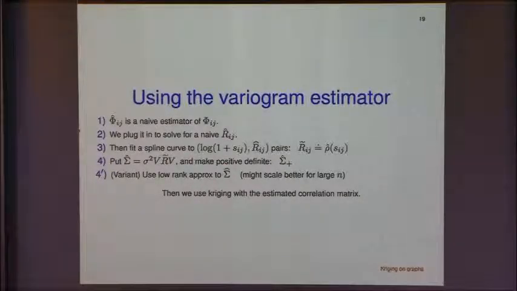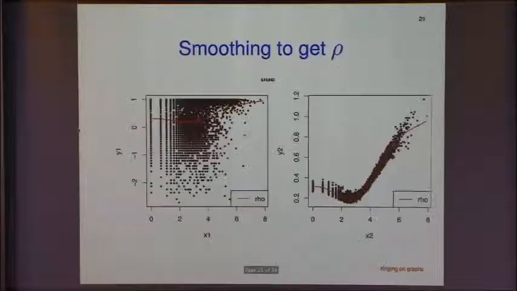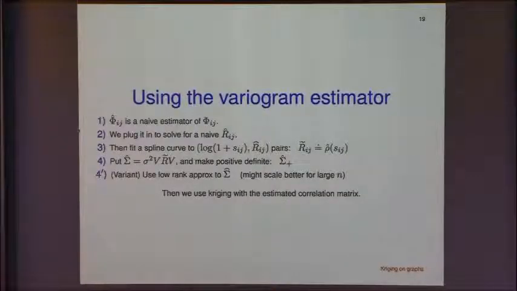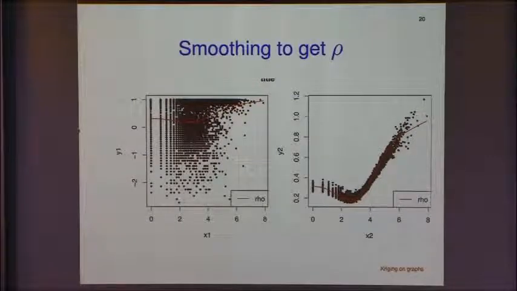We have an alternative version where we just use a truncated SVD. Rank 1 or rank 5 were the two cases we looked at. And then we do Kriging with that estimated matrix. Here's similarity, and here are these naive estimates of the correlation for all pairs of labels. So it's really a mess. And if you smooth it, you get this red curve.